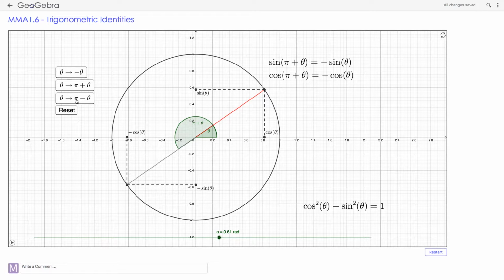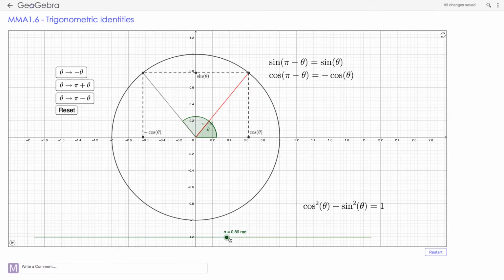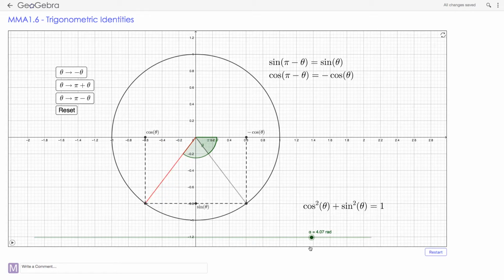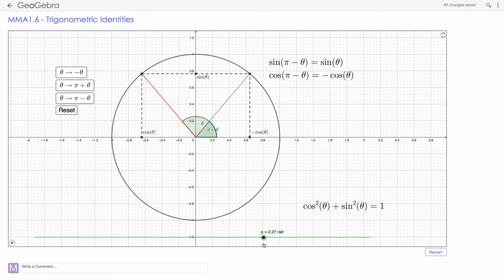What happens if we replace theta by pi minus theta? So this is theta, pi is from here all the way over to here, right? So minus theta from here would be going backwards up to here, like this. So we get something like this. Again, we have a symmetry. And how is this symmetry reflected in the functions?